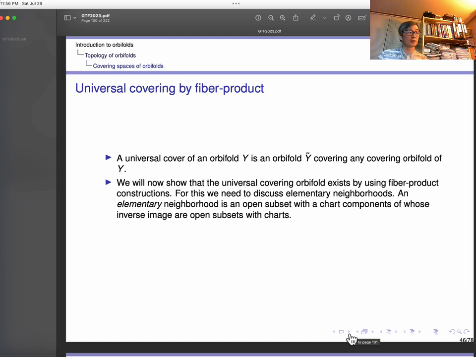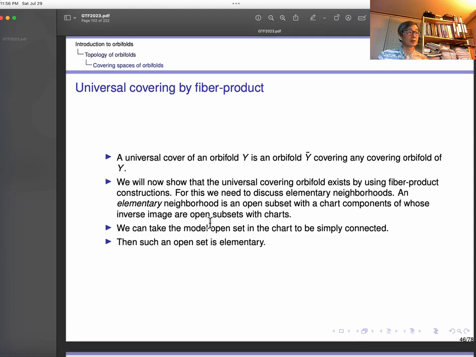Open subsets with the charts. So we can take the model open set in the chart to be simply connected, and then such an open set is of course elementary.